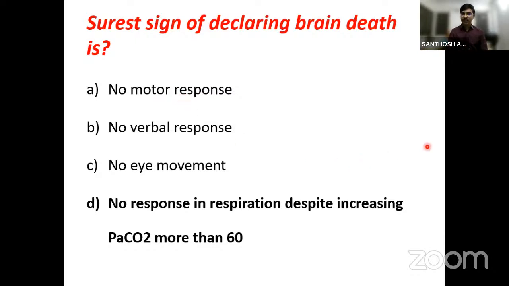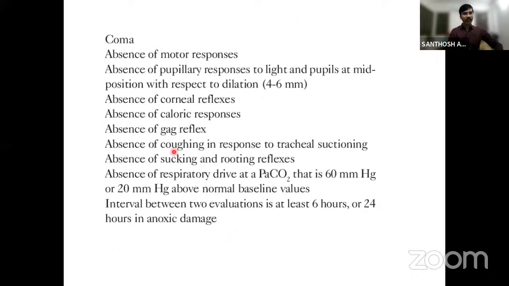As mentioned, no response in respiration despite increasing PaCO2 to more than 60 is called the apnea breath test. Apnea breath test at two different settings is the surest sign of declaring brain death.